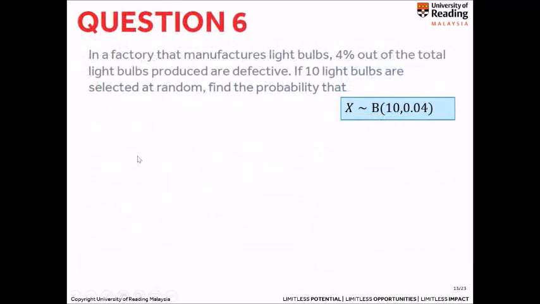Next, question 6. In a factory that manufactures light bulb, 4% out of the total light bulb produced are defective. If 10 light bulbs are selected at random, we ask to find the probability that you look at the questions. So in this case, we know that we are choosing 10 light bulbs. So your N is 10.